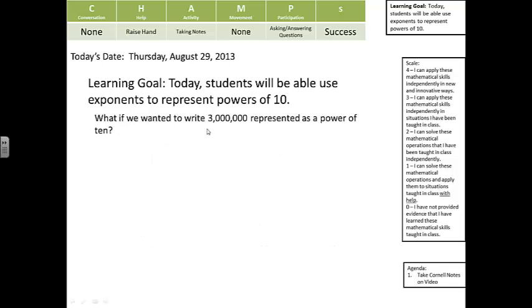So we've already talked about how we can write a number like 1 million, but what do we do if there's another number at the beginning like 3? How are we going to represent a number like 3 million using our powers of 10?